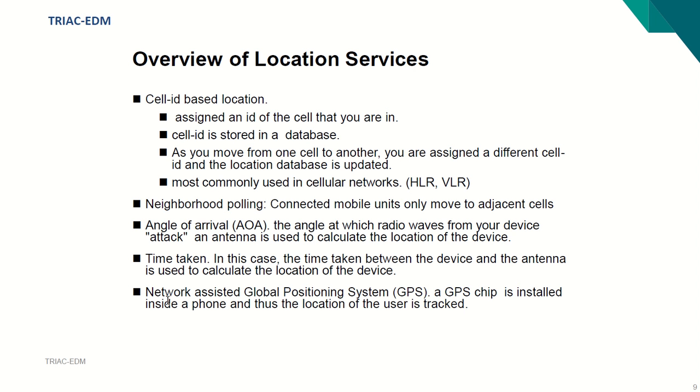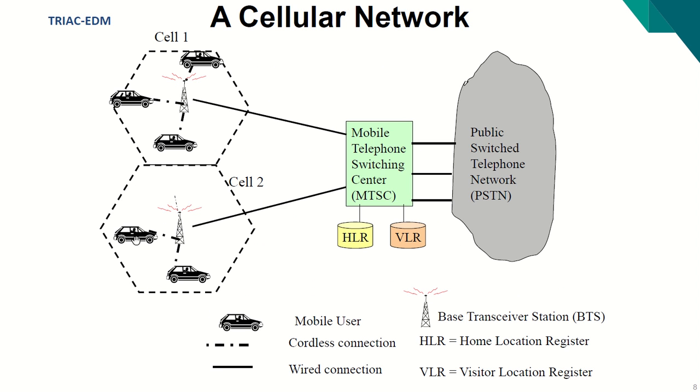And then there is also a network assisted global positioning system. A GPS is installed inside a phone, and the location of the user is tracked. So for example, you put a GPS here, and periodically from time to time it will convey its location information back to the base station, and it goes to the registration, to the database. Then people get to know your location.